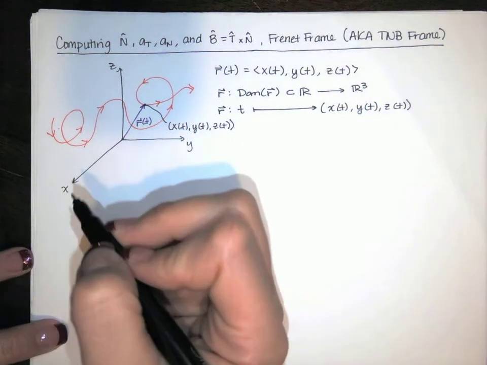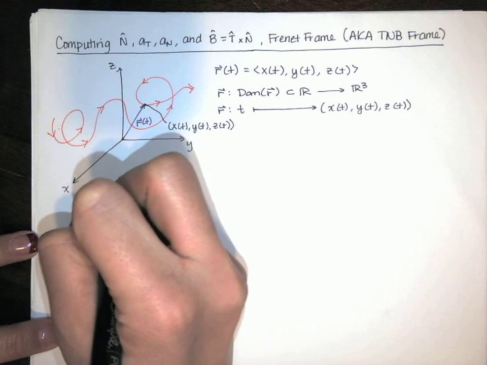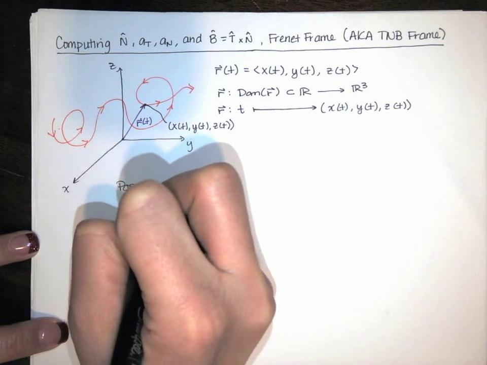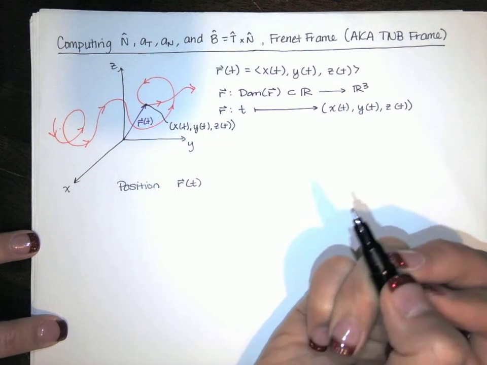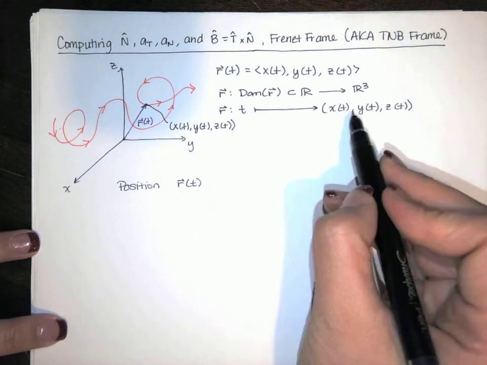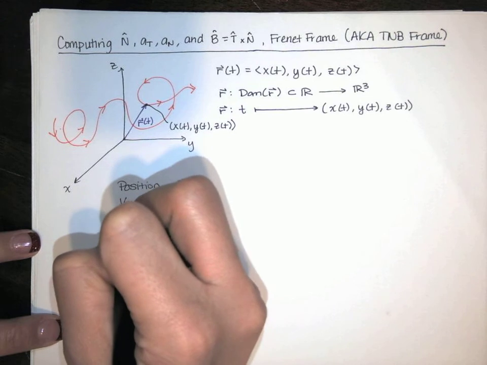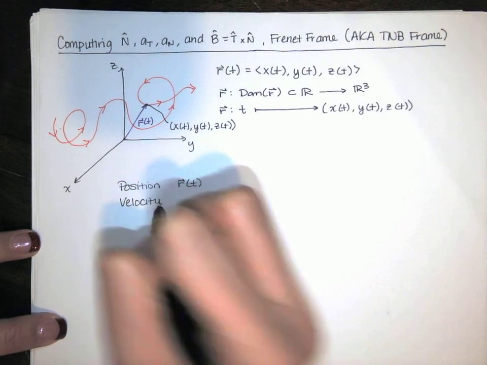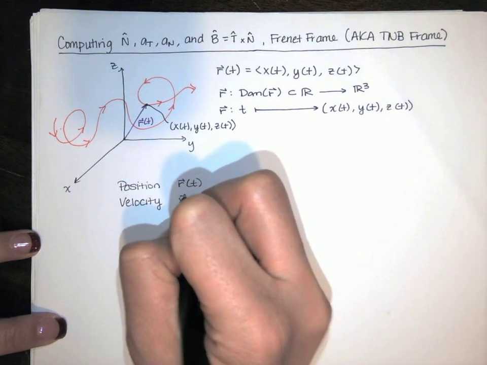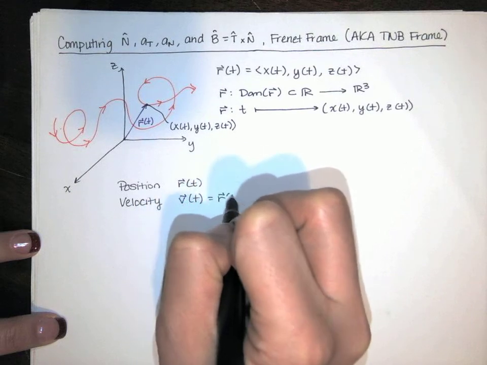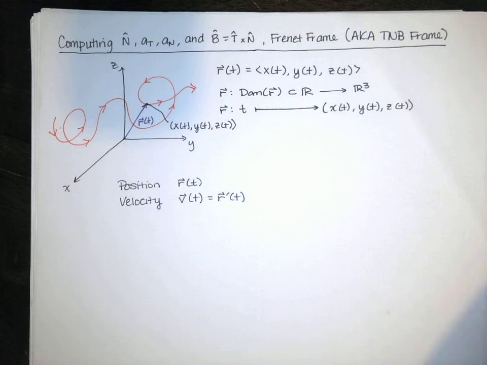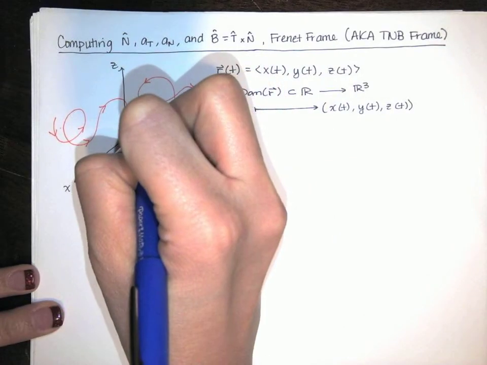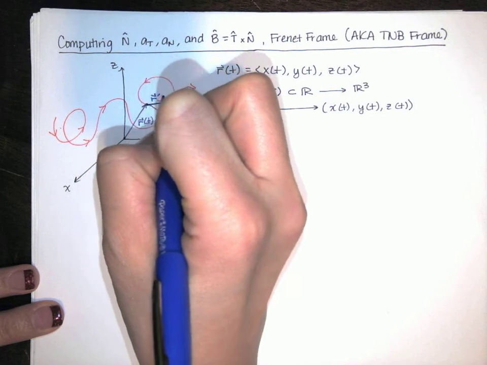Now we talked about lots of things already. r of t is giving us position as a function of time, so it's associating time with a particular position. If I take the first derivative of that, I get the velocity vector. And velocity is going to be tangent to the curve at that point. So it's going in the direction of motion, and it's tangent to the curve.